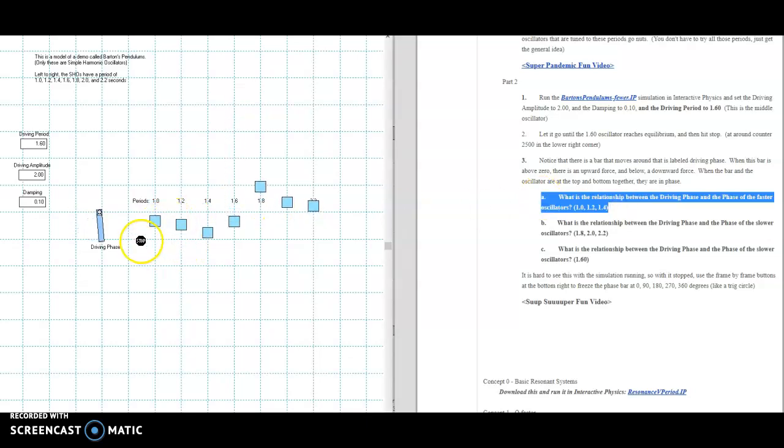So these faster oscillators, just notice that these guys are in phase. And when we say in phase, that's what we mean. That when this guy's down, that guy's down. When this guy's at 0, he's at 0. When this guy's up, this guy's up. Okay? They're in phase.